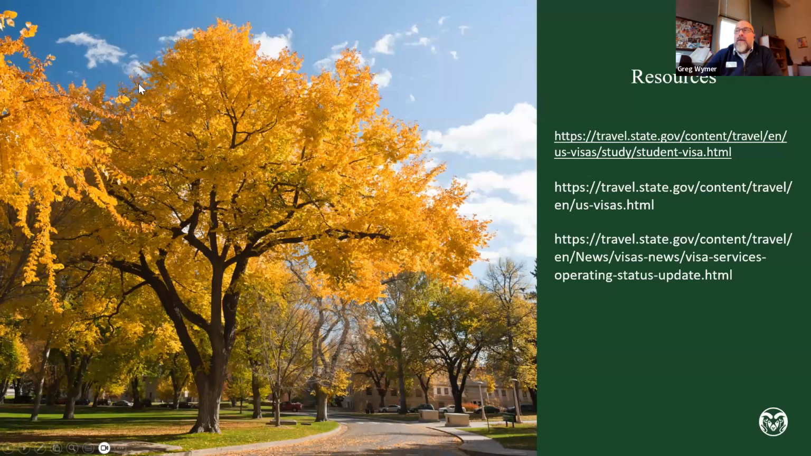All right, so here are the resources. Whenever we present a presentation, we want to make sure you know where you can find some of the information that we just presented to you. So on this slide, travel.state.gov, content, travel, US visas, study, student visa, HTML. That one actually is a great one that will give you some resources. It will also present you with some of these typical questions that consular officers ask. So any of these links are actually decent resources for you to review.